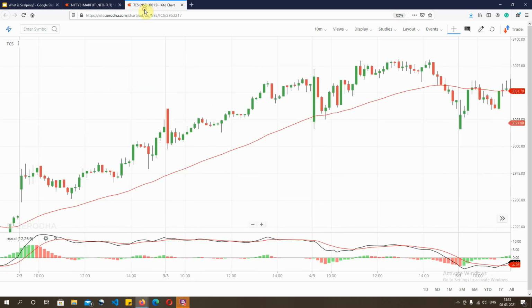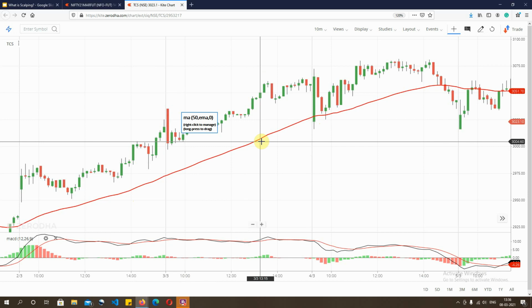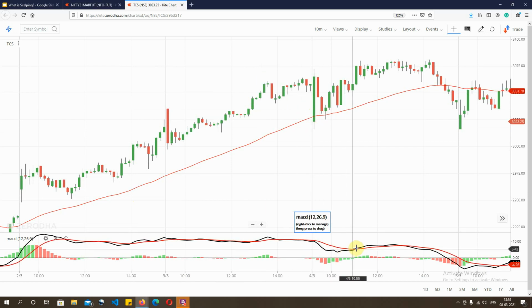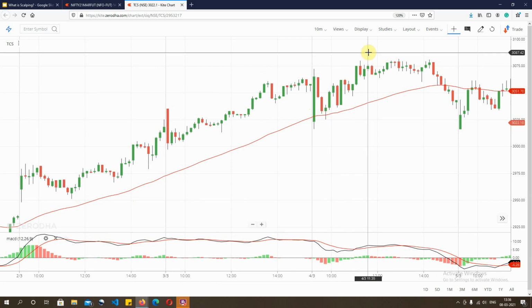The second example is the case of TCS here. If you look at the chart of TCS, again I've used a 50 period moving average and MACD, that is, moving average convergence divergence. There is positive divergence in the market and the market is trading above 0. So as and when the market came down near the simple moving average, it gave you a buying opportunity, and there was still a positive divergence in the market, so you got a good scalping buy.